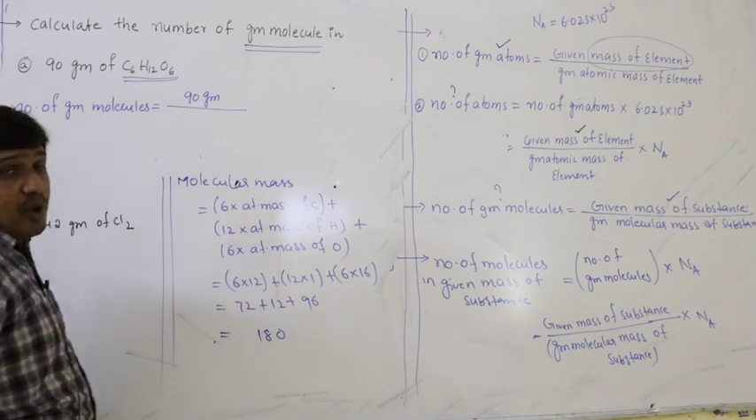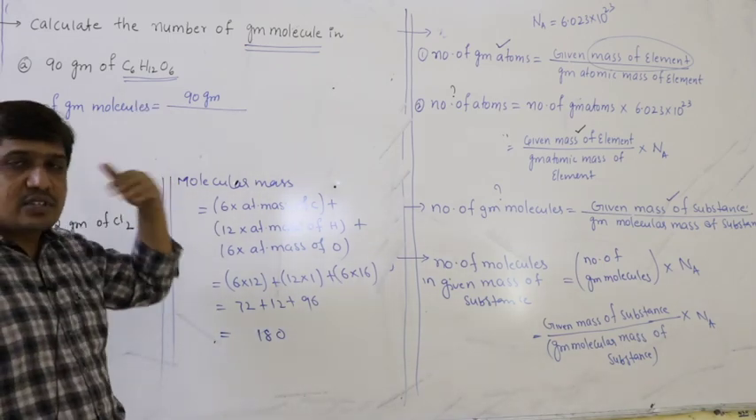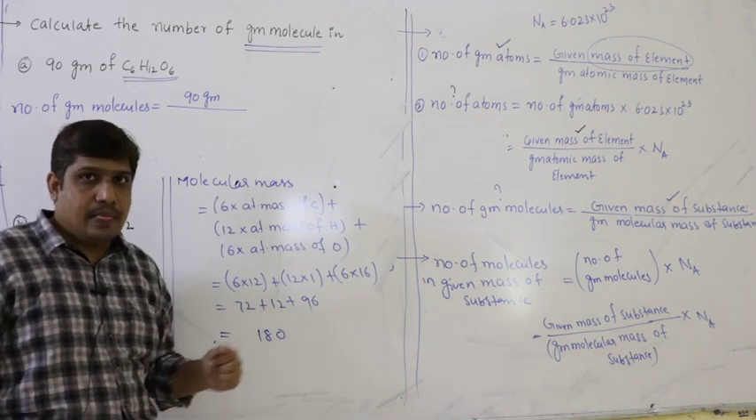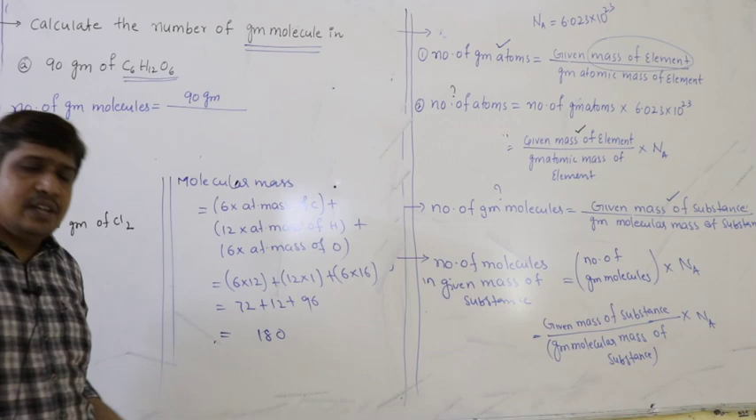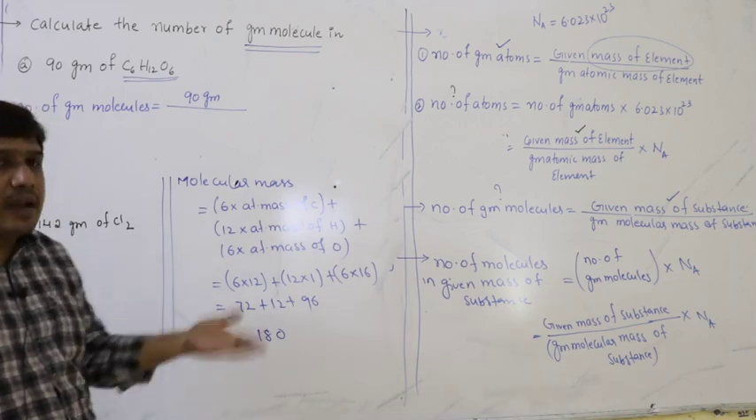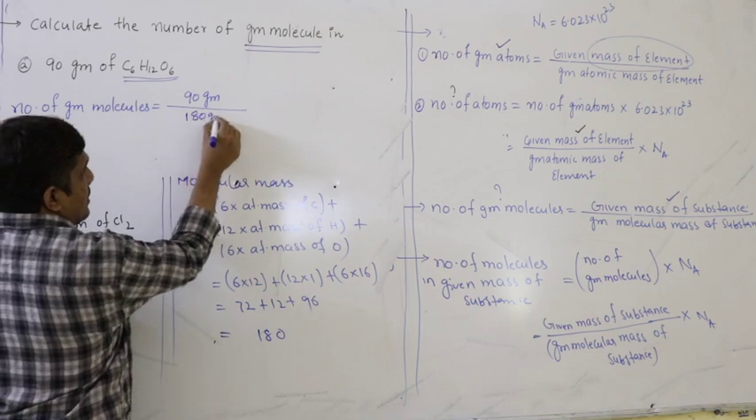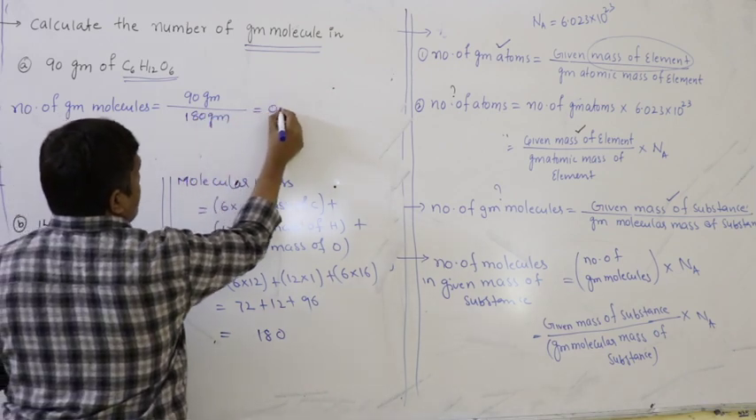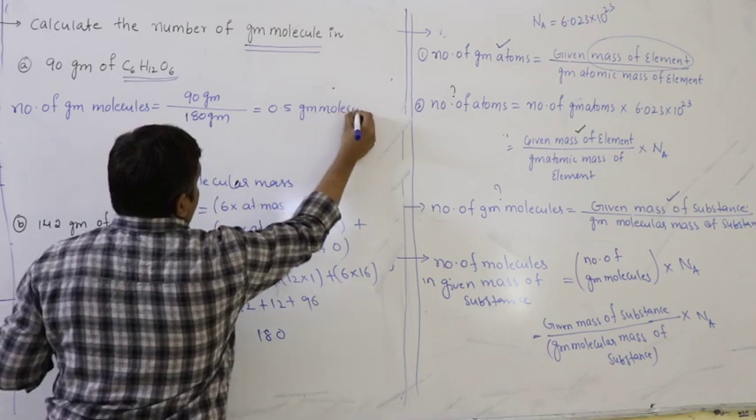By molecular mass, not atom, it's a molecule. What is the molecular mass we got? 180. If I write 180, the mass units will not be balanced, so you have to express it in grams. It becomes gram molecular mass. So gram molecular mass is 180 grams. So you will get 0.5 gram molecules.